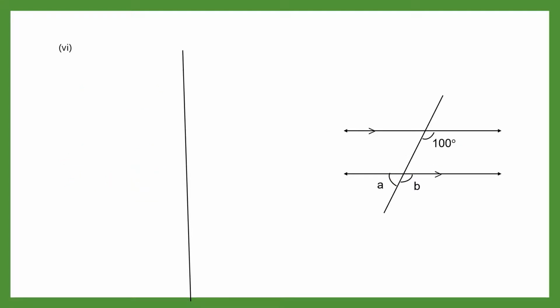Question 6. Now A and 100, we are not able to find a connection. So let's look at B and 100 degrees. What do we see between angle B and 100 degrees? If you look carefully, you can make out that they are corresponding angles. And what do we know about corresponding angles? They are equal. Corresponding angles are equal. So angle B is equal to 100 degrees because corresponding angles are equal.